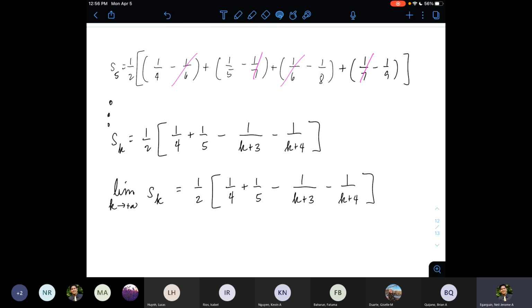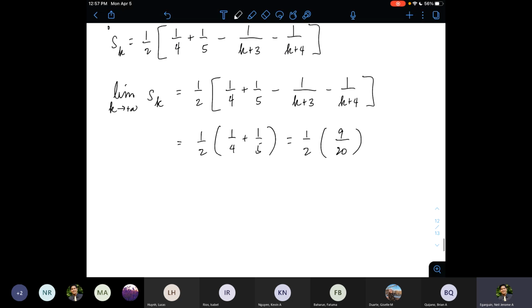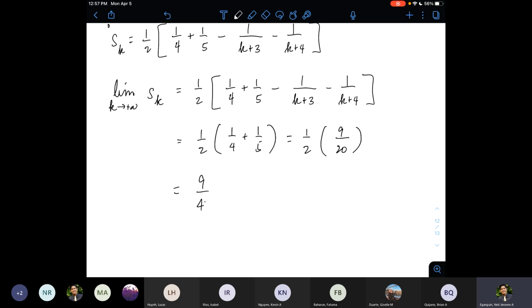Okay. But what will happen when k becomes large? When k becomes extremely large, this will go to 0. This will also go to 0. So eventually this is just 1/2 times (1/4 plus 1/5). So this would be 1/2 times 9/20. So this would be 9/40.